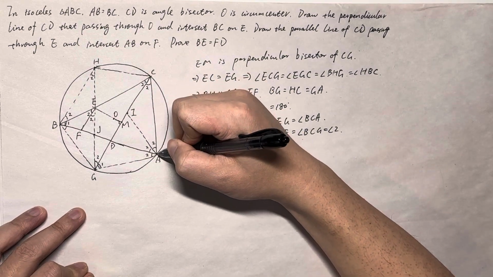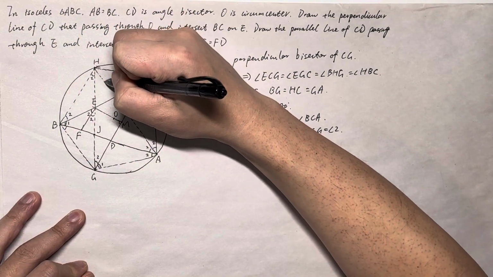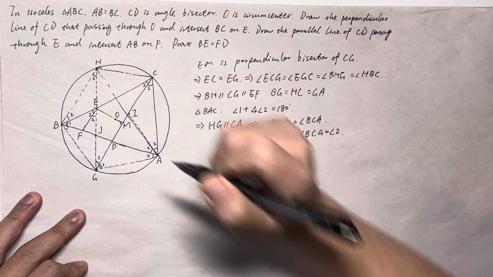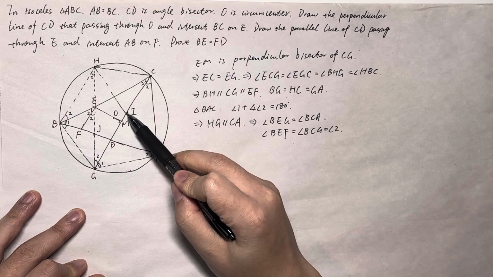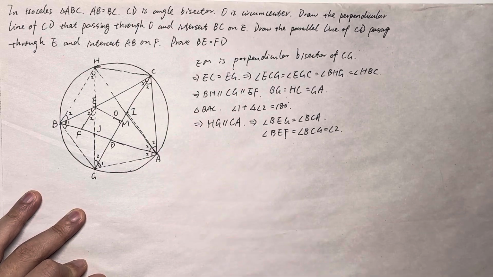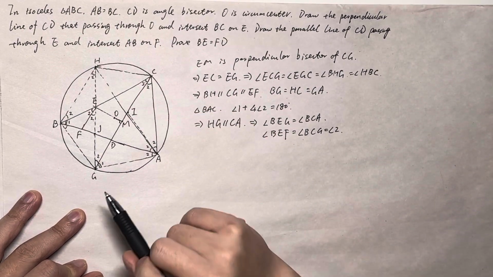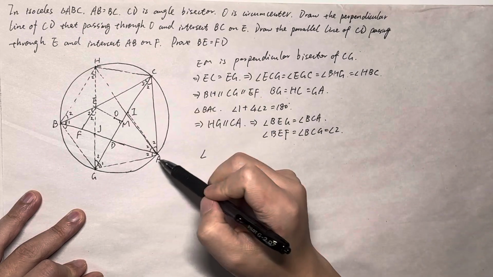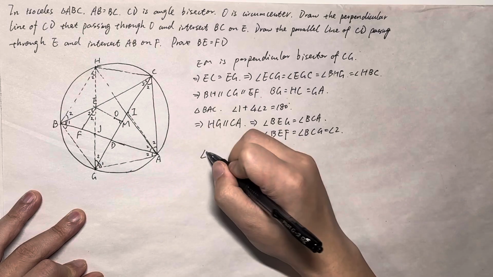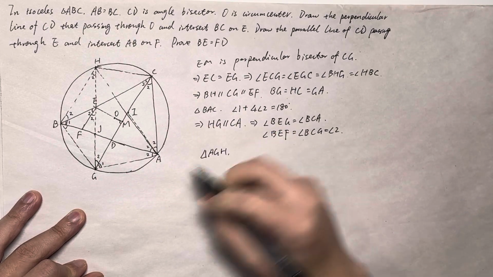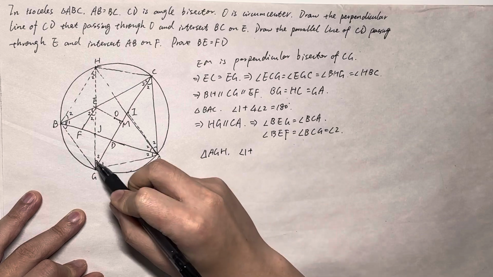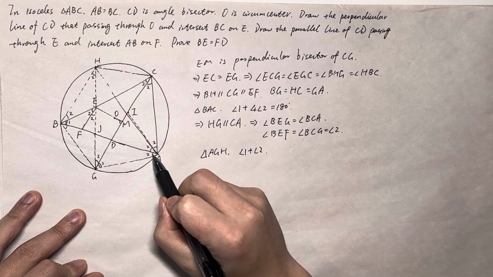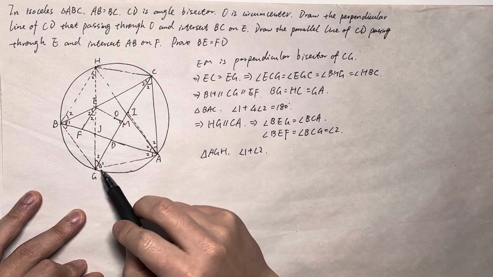Let's connect A and H, right? Notice that I'm not overlapping AH and AI. So think about that angle in triangle AGH. We have angle 1 plus angle 2 plus this angle 2. The angle BAG is angle 2.